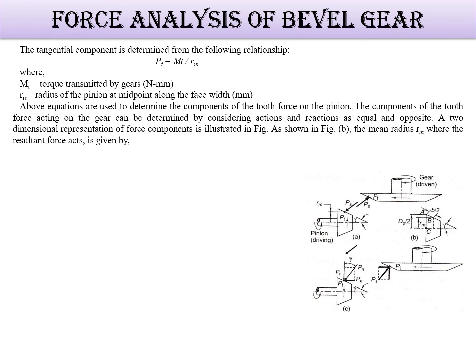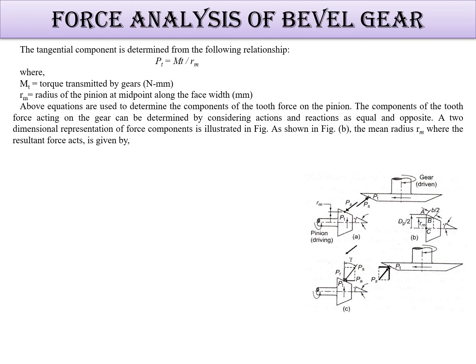Now we can see here this dot and X. On the pinion we are showing it as a dot, and on the gear we are showing it as X. So these are the forces which are acting. These are equal forces, PS. It is acting on the pinion, and this is acting on the gear. Same thing is here.